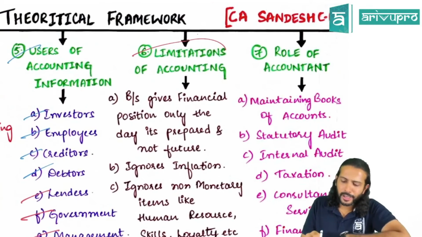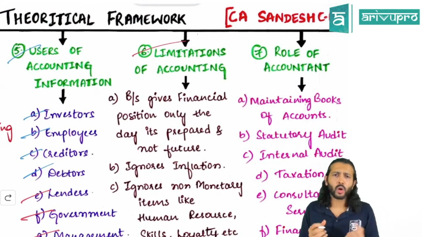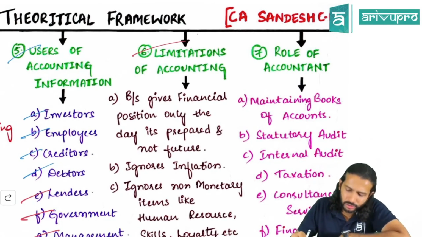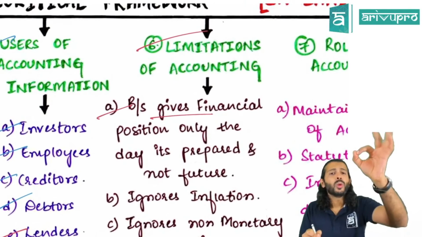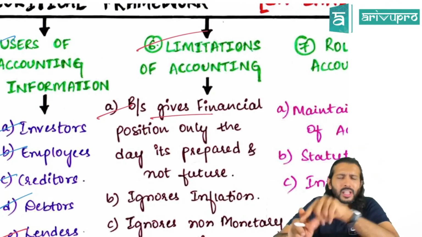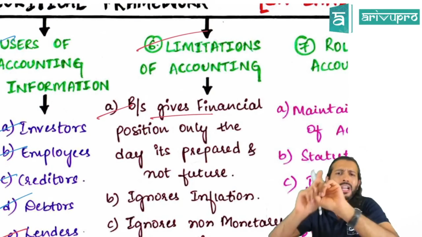Next is limitation of accounting. Yes, accounting is not all goody-goody. There are some limitations also. What are those limitations? One, when you are preparing a balance sheet, a balance sheet is basically a statement that gives you the asset and liability position.